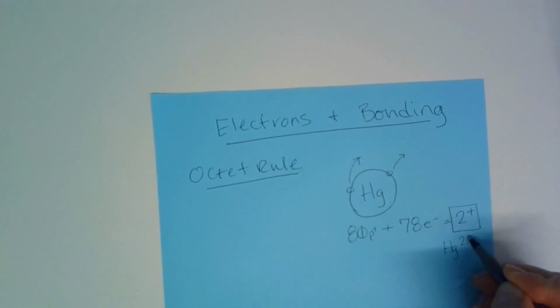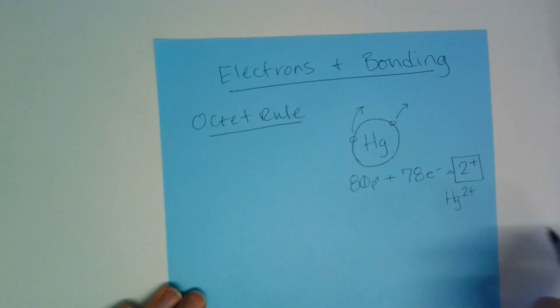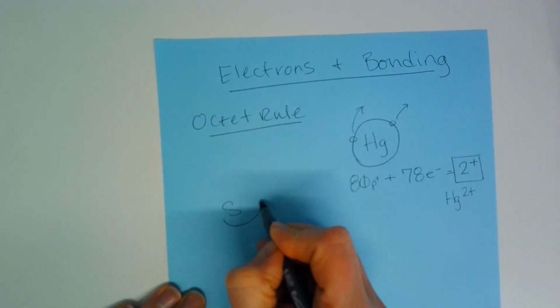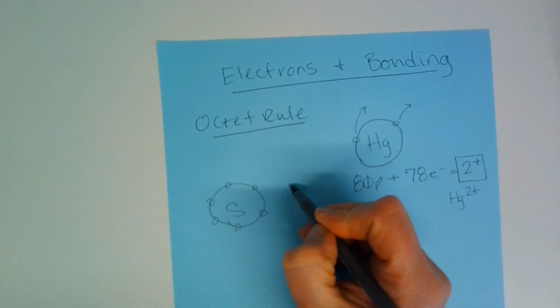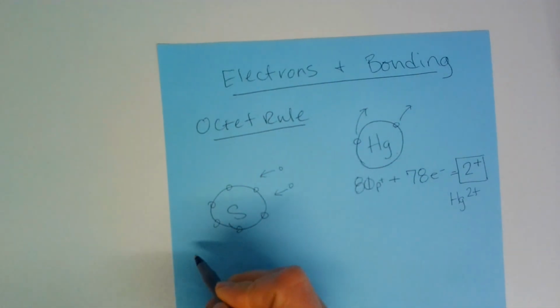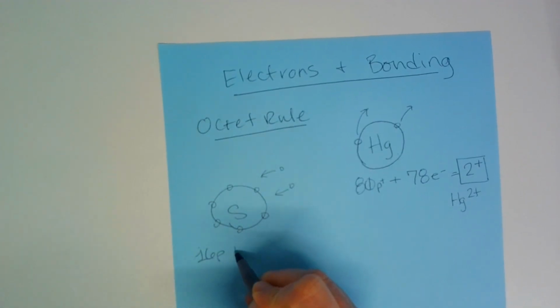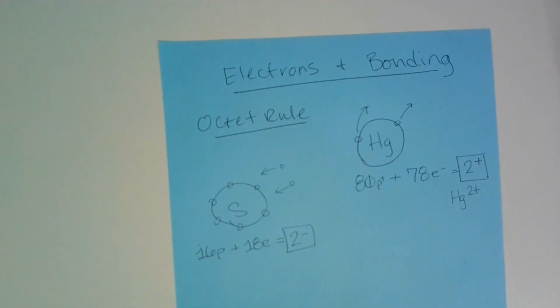So Hg 2+, mercury with 2+ charge. Sulfur, which is how cinnabar is made. Sulfur, on the other hand, has 6 valence electrons. It really wants 2 more. So we want 2 more electrons. Sulfur has 16 protons, and now it's going to have 18 electrons, and it's going to have a 2 negative charge.